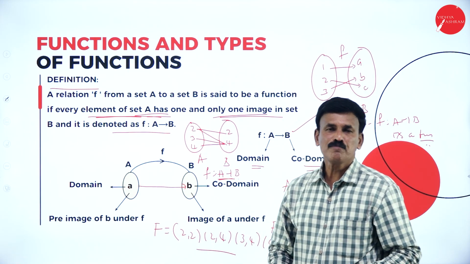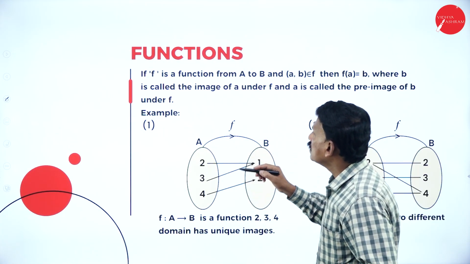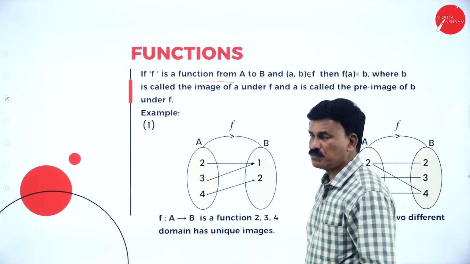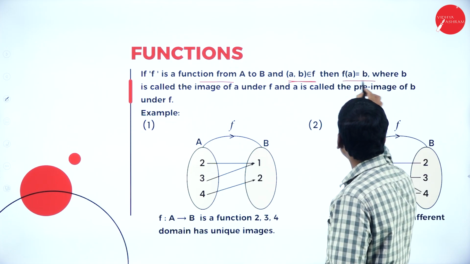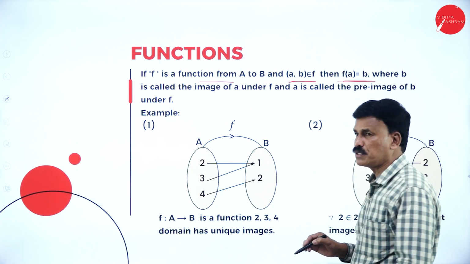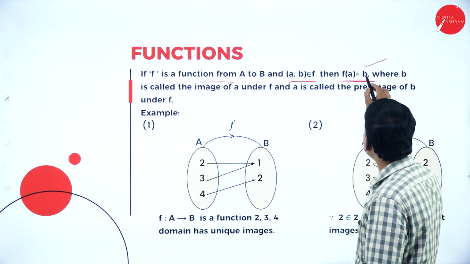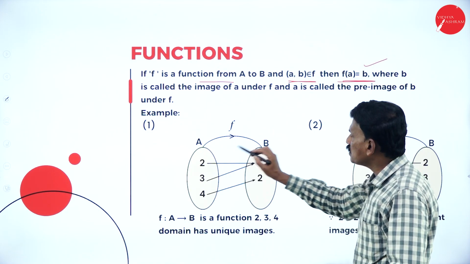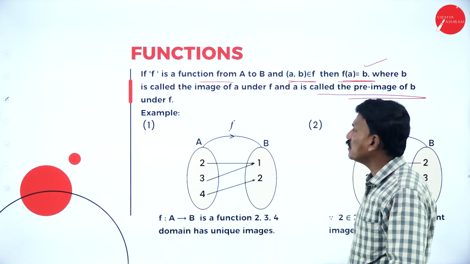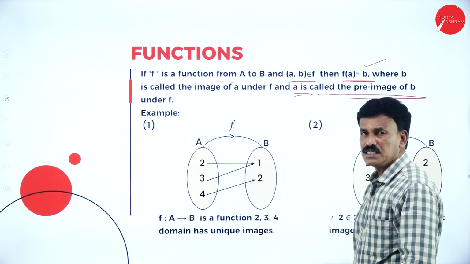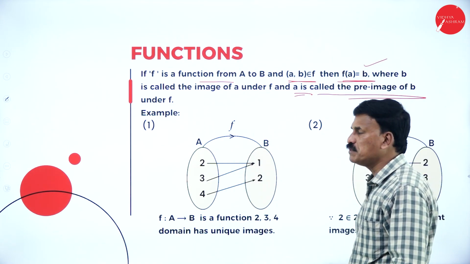Now by knowing this, let us know regarding different types of functions. Now let us take an example. Before that, if f is a function from A to B and if (a, b) belongs to f, then f(a) = b, and this b is called the image of a under f. This b is the image of a under the function, and a is called the pre-image of b under f.